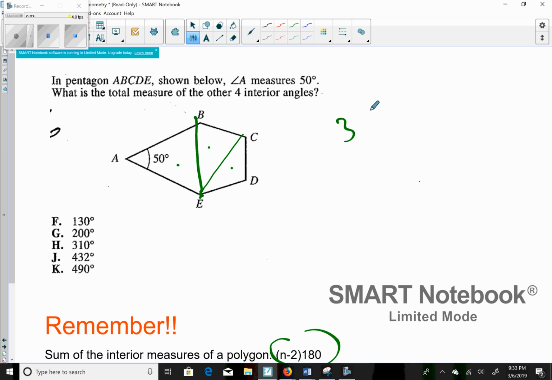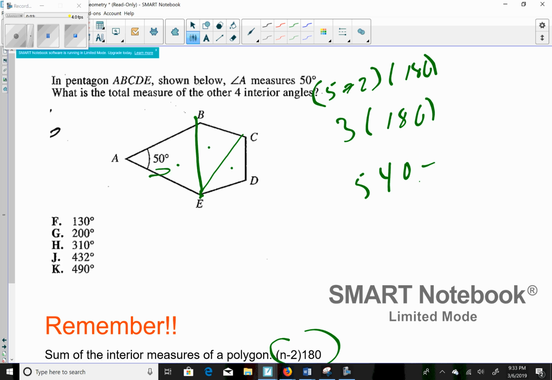Either way, I'm going to take 3 times 180. If I had done the number of sides, I would have done 5 minus 2 times 180. Still going to get that 3 times 180, which will end up being 540. Now subtract the 50 degrees that A is, and my remaining angles happen to be 490 degrees, which is choice K.